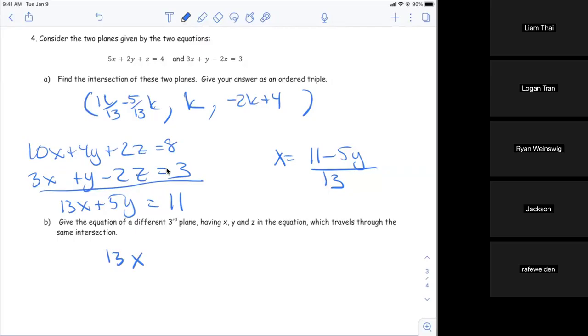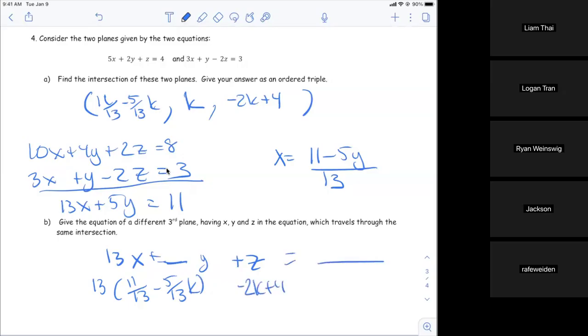What do you want the coefficient of z to be? Why don't we do 1? Yeah, perfect. I would have said the same. Okay, so if that's the case, then I'd have 13 times 11 over 13 minus 5 over 13 k. And then we're trying to figure out what the coefficient of y is, right? And then we know z is just negative 2k plus 4.